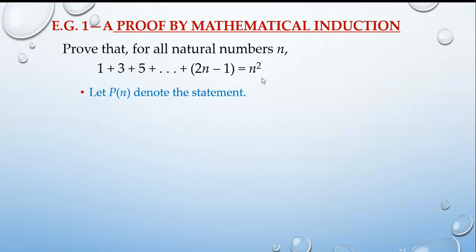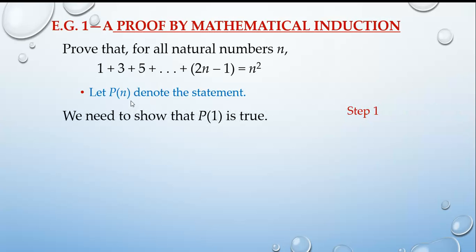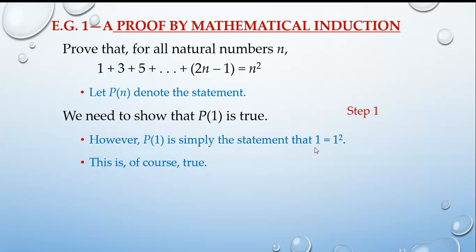N means this is the nth term, so we denote it by Pn. Now what is the first step? The first step is to show that P1 is true. P1 is true means we put n equal to 1 in this equation and get the left side equal to the right side. So what is the first term of the left side? That is 1. We put n equal to 1, that is 1 square, and 1 square is equal to 1. So we say simply that P1 is true, right?